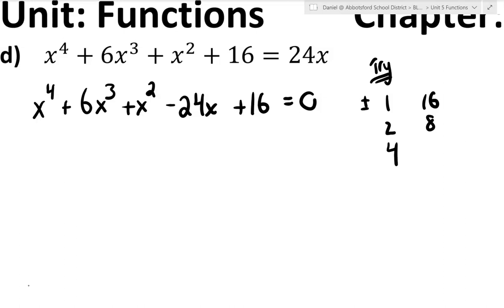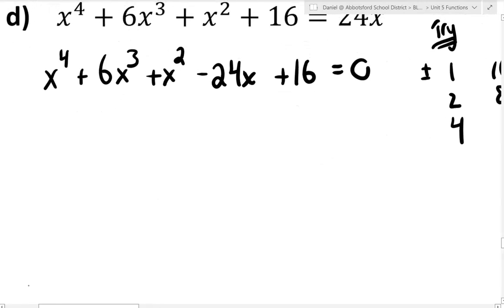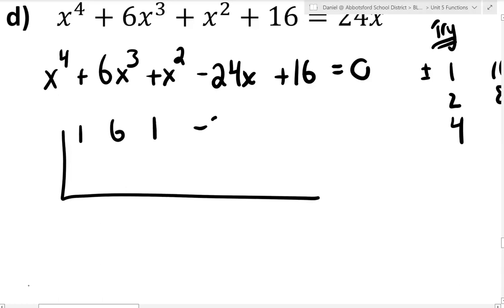What I'm going to do here is I'm not actually going to plug the numbers in. I think the faster way to go about this is to just do some trial and error this way. So I'm going to write down 1, 6, 1, negative 24, and 16. Bring this down. And so now I'm just going to be trying a bunch of numbers just to see if it works. So I'm going to first try negative 1.